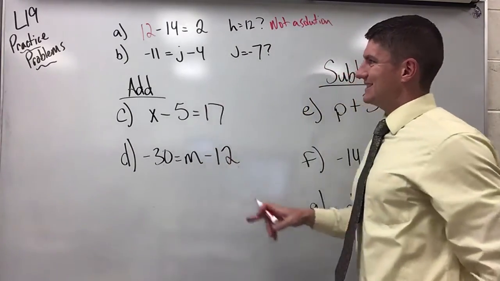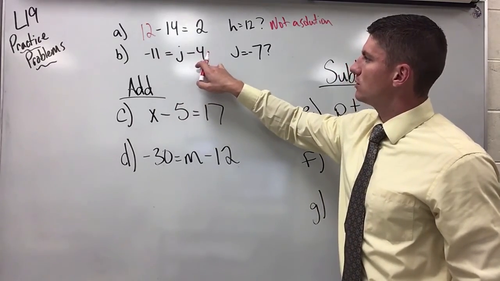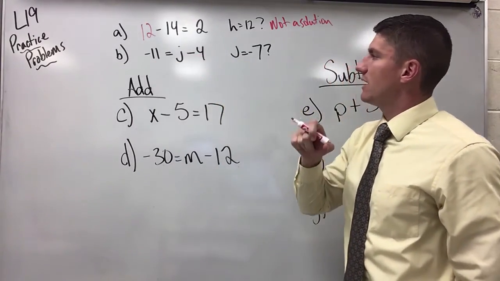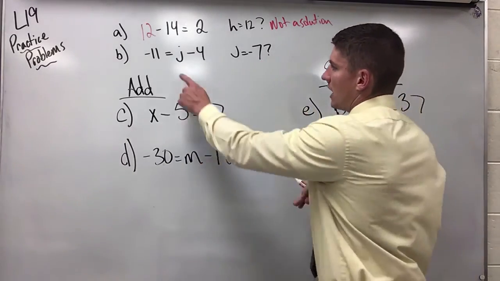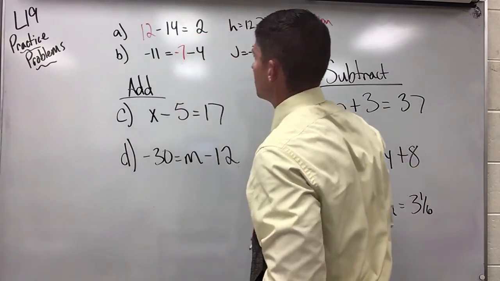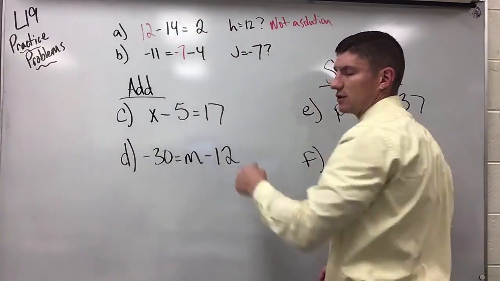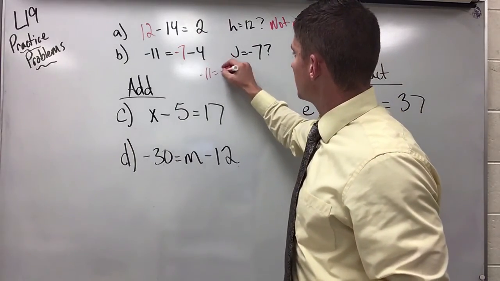In letter B, it says negative 11 equals j minus 14. What minus 4 equals negative 11? Thinking to myself, well, does negative 7 answer that question? I'll take the variable and erase it, plug in that number for the variable. Negative 7 minus 4, same sign and sum, add those up. 7 plus 4 is 11, keep the same sign. Negative 11 equals negative 11.